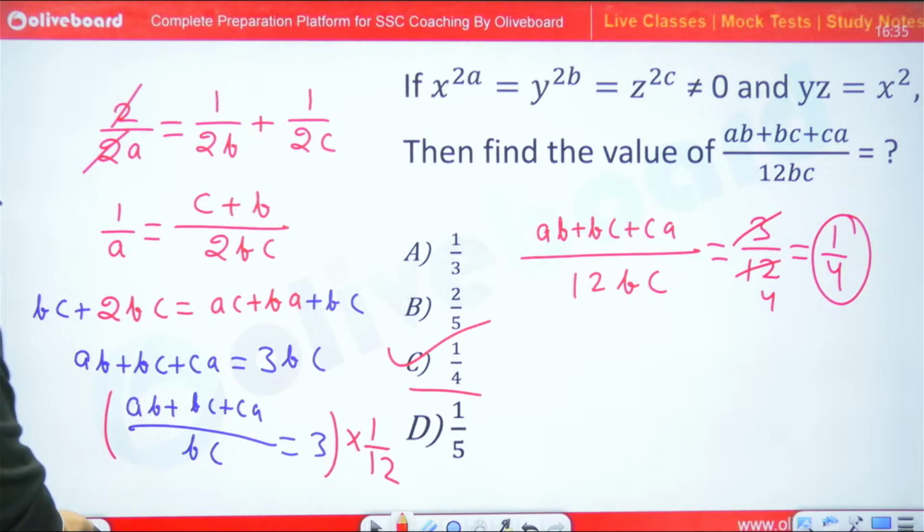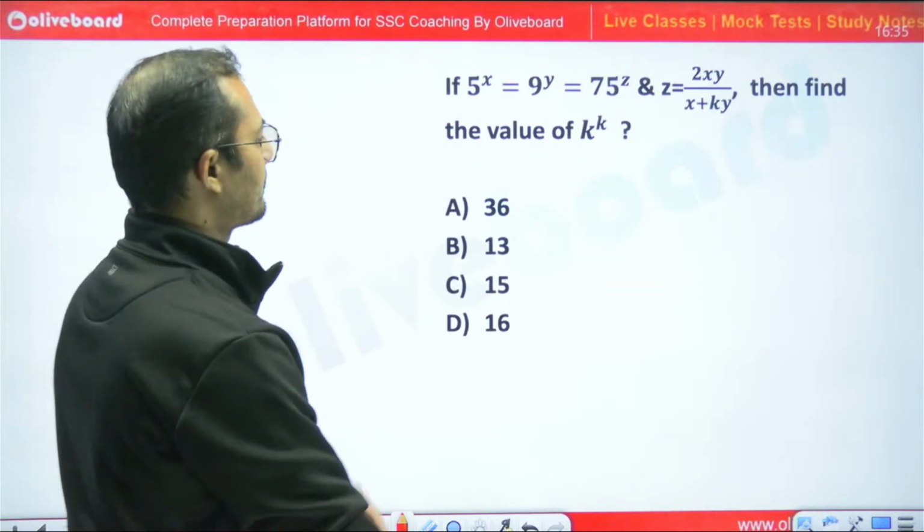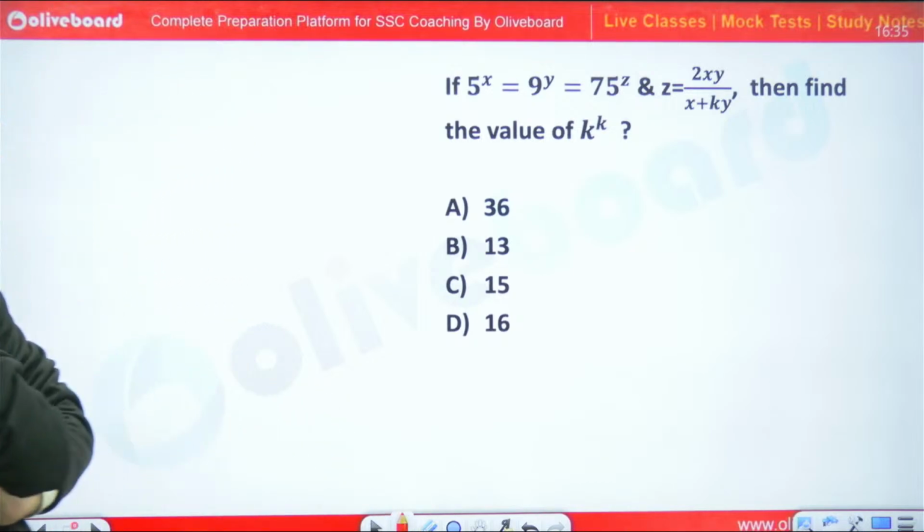So I hope this thing is very much clear. Okay, so try this question. Tell me what would be the answer for this question.